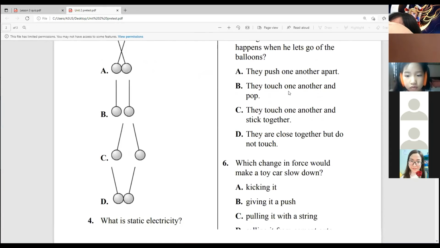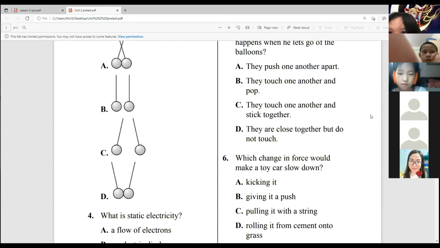Okay, so let's see what you guys think is going to happen. Alex, I haven't heard from Alex yet today. They touch one another? You think they touch one another? Okay, Alex, what do you think?